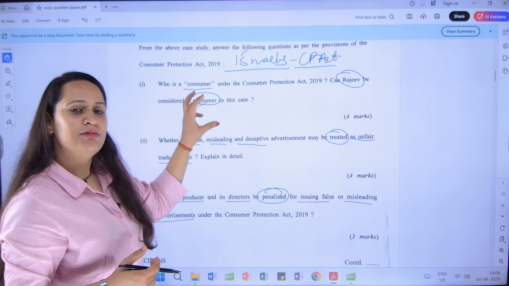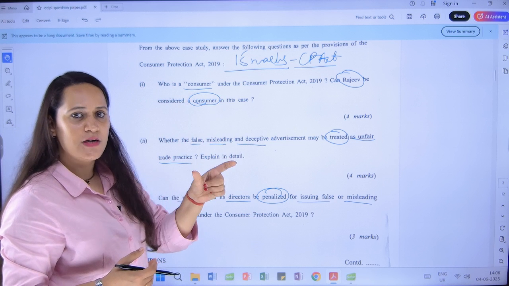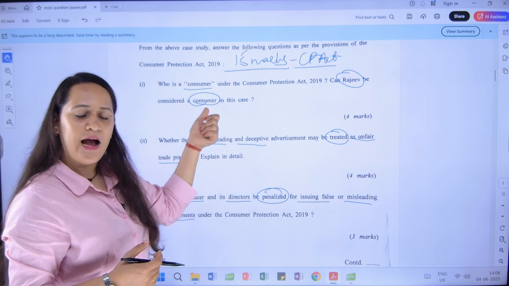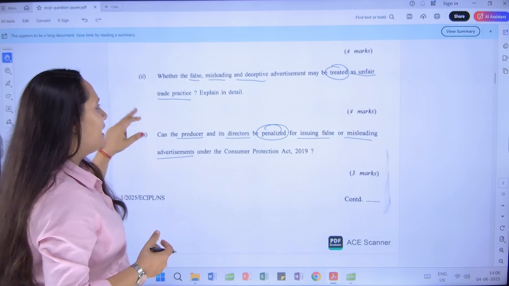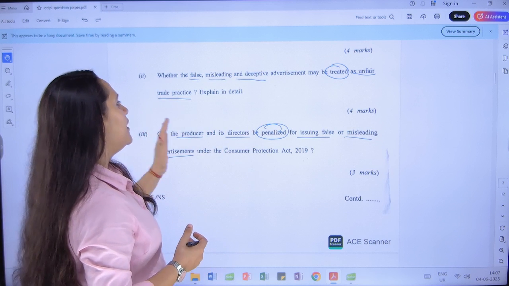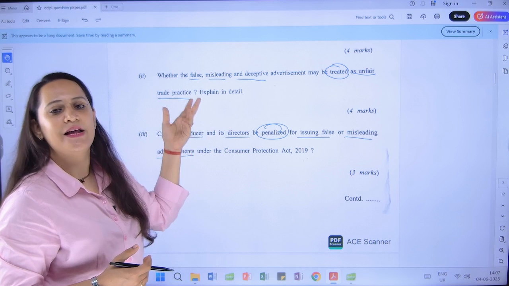So here the same sub-question carries a theory question of who is a consumer and the applicability, whether Rajiv in this given scenario will come under the ambit of consumer or not. Second, whether false, misleading and deceptive advertisements can be treated as unfair trade practice. If yes, explain in detail.